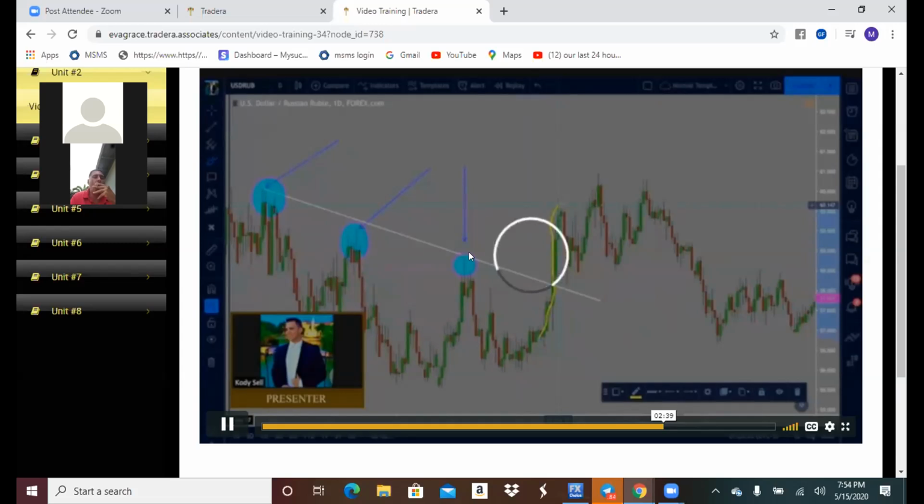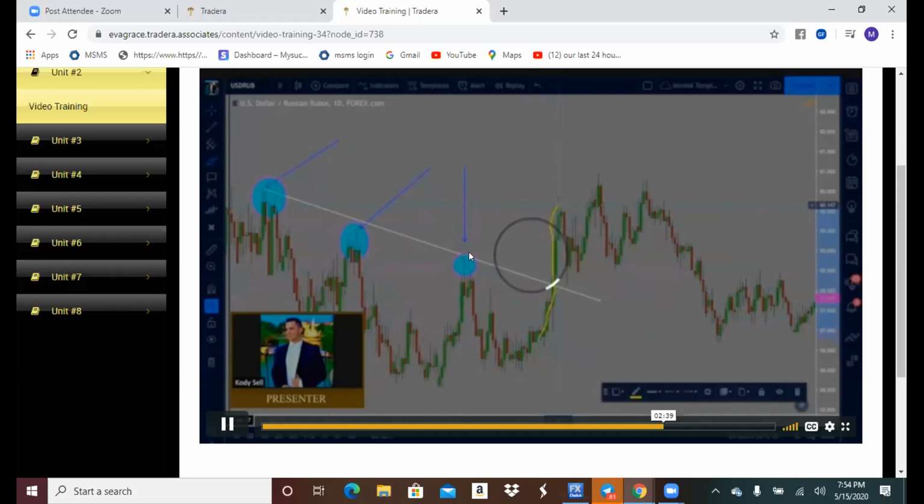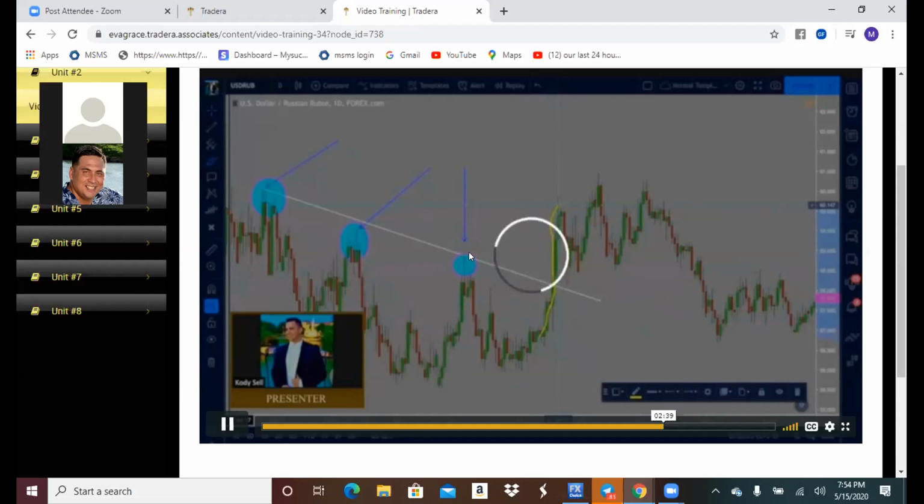Precision is key with this, guys, because just a millimeter off is pips and pips and pips. I want you to practice it while we're going through this so that you've got it down, and before you know it, you're going to be opening up charts and going so fast, but it's going to take some practice.